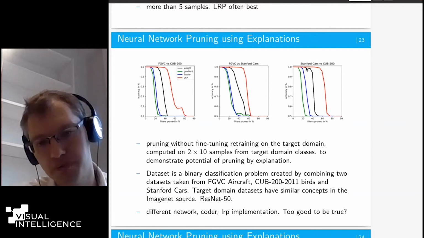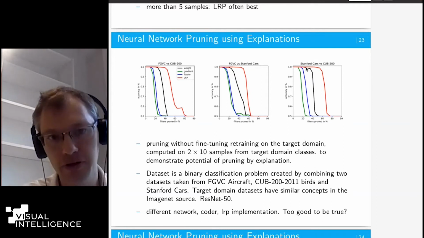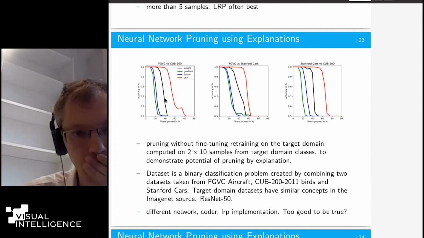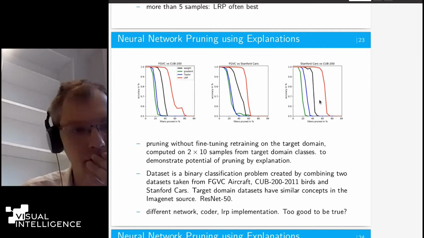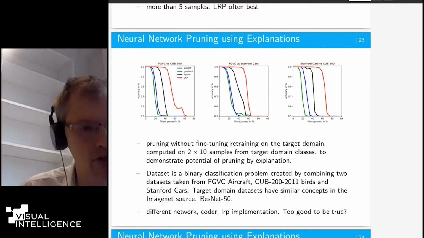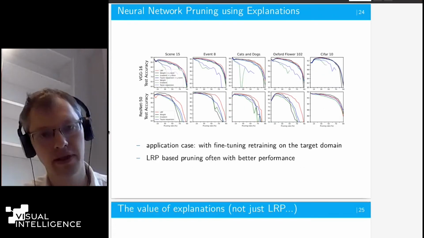And again, what we can see for most problems, the methods that perform best for pruning without retraining are the weight-based pruning criterion and LRP. So in principle, you can use explanations for pruning neural networks.